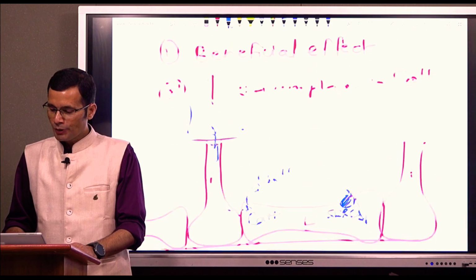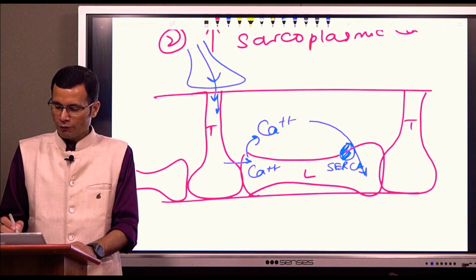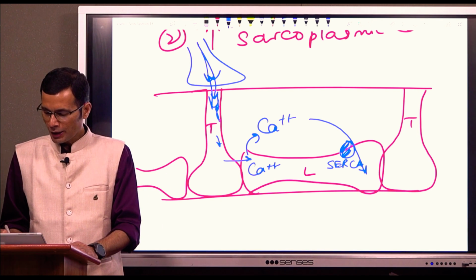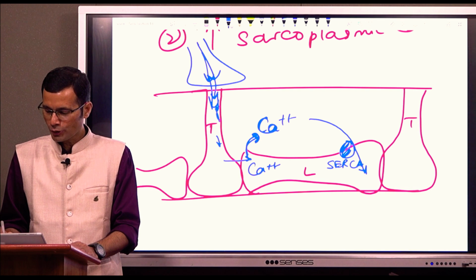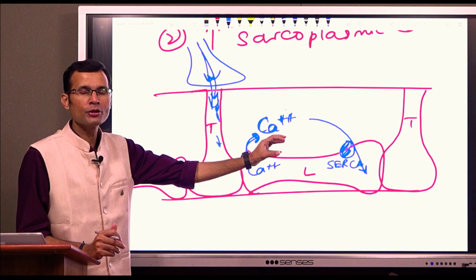Now, if I stimulate the muscle 5 times in quick succession, there is a volley of impulses coming into the muscle, and each impulse is triggering calcium release. So calcium is getting released and released. Calcium is pouring into the sarcoplasm.